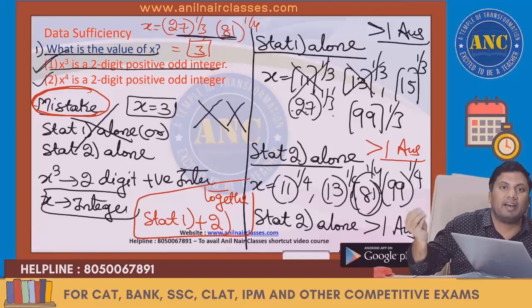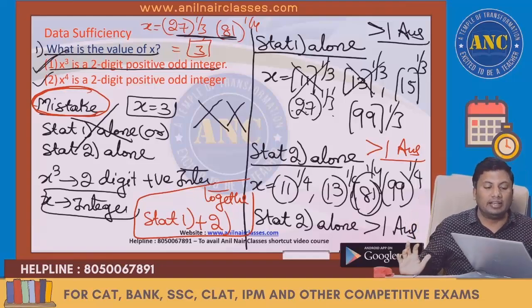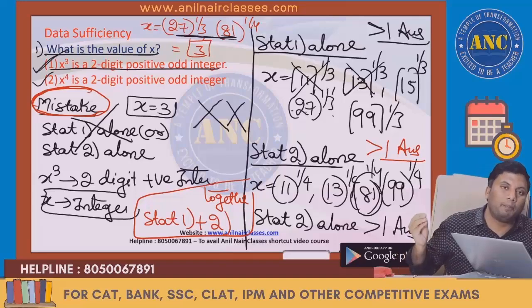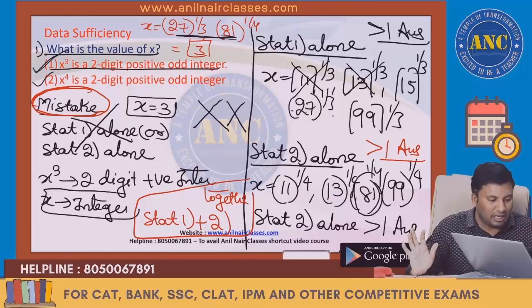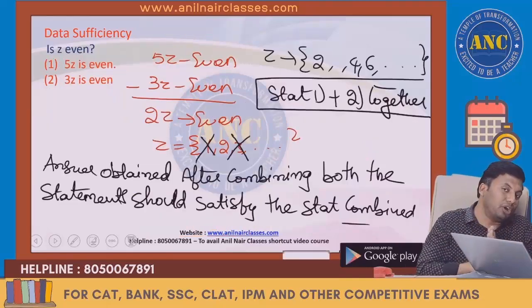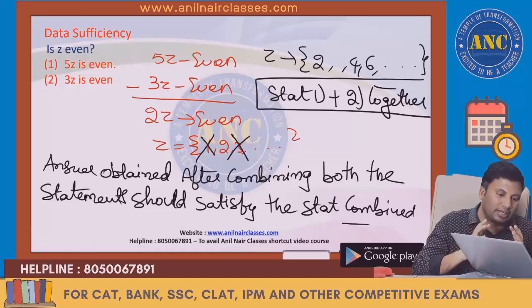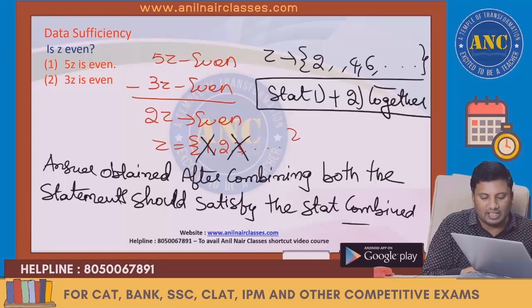X can take 11 power 1 by 3 to 99 power 1 by 3. 11 power 1 by 4 to 99 power 1 by 4. I hope the idea is clear. Second question, very beautiful question, which makes a student do a mistake, right? I hope it is clear.